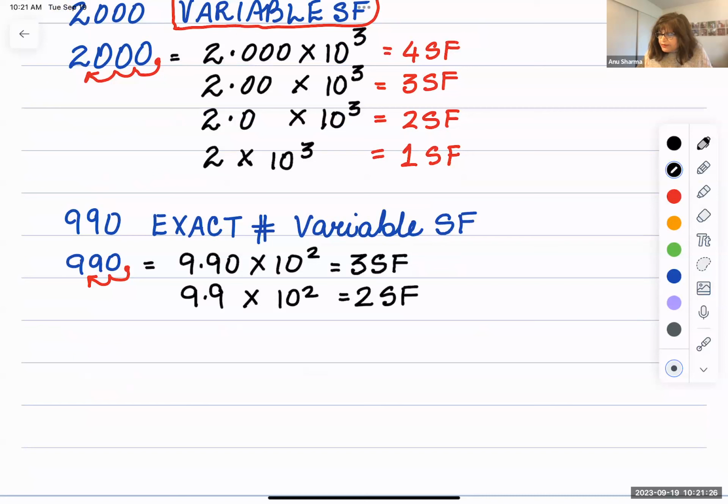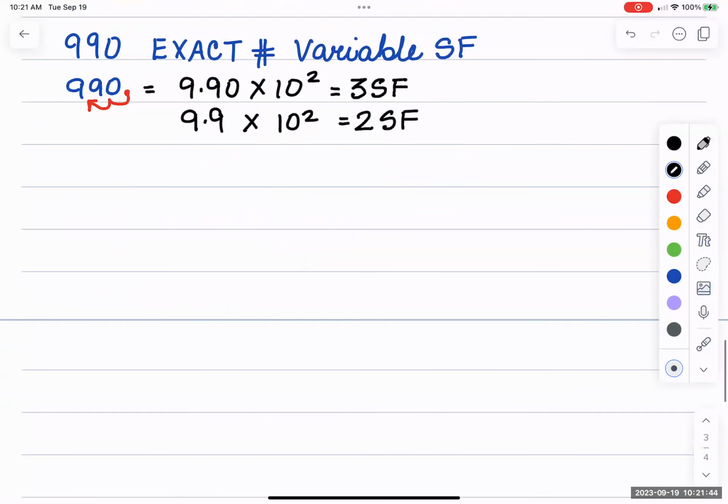Yeah, it can't be 1 significant figure, because you would have to round up to make that, and it just doesn't work like that. So this will have 2 significant figures. That is why it's variable. Clear? What did he give you? Yeah, so that one's 2 significant figures.